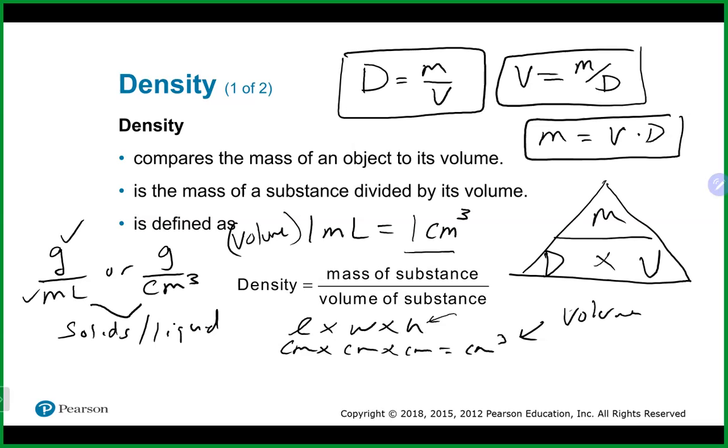So that's a very common way. For example, if you had a solid square wood block or something like that, you can measure those 3 dimensions and multiply them together and get the volume of the wood block. And again, if you're dealing with something like a liquid, you can just take a volume reading.